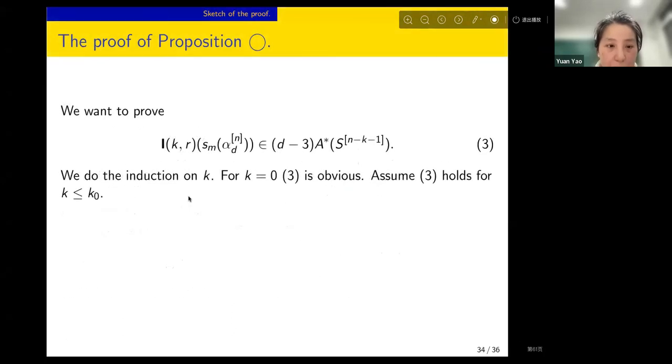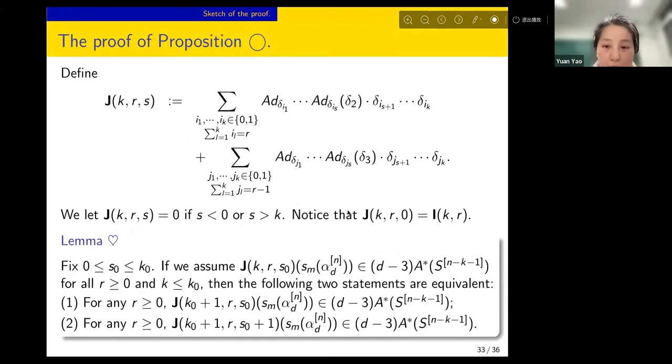So what we want is that I_KR acts on this second integral class into this d minus 3 multiple of the Chow ring. And what we prove is actually that J_KR, for all J_KR, acts on these integral classes. So here we have integral classes; we don't need them to be top integral classes.